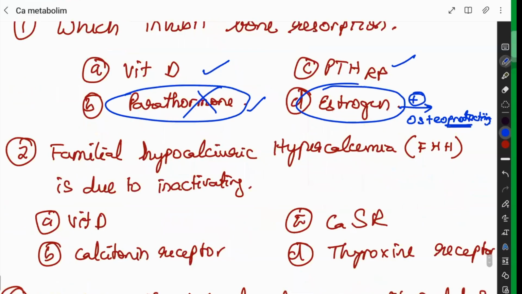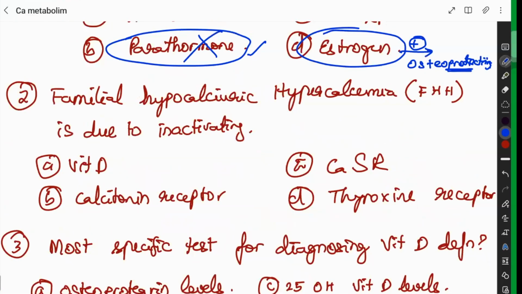Familial hypocalciuric hypercalcemia is due to what? Due to inactivation of what hormone? Someone, can someone respond? Familial hypocalciuric hypercalcemia. Exactly. Correct answer is calcium sensing receptor.